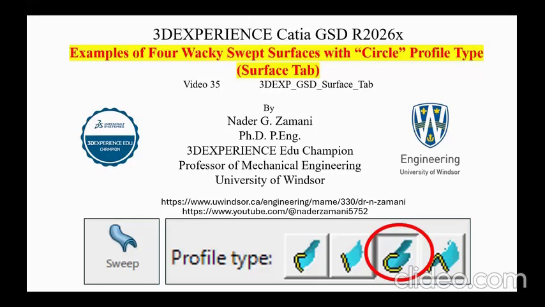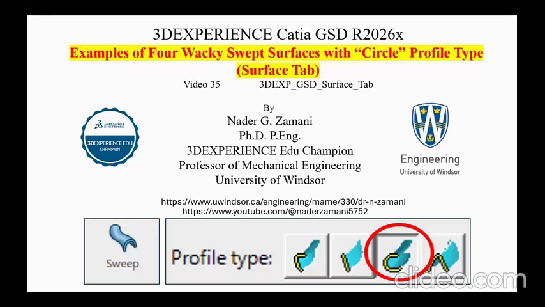Hello, folks. This is video number 35 for the playlist of 3D Experience CATIA Generative Shape Design application. In videos 33 and 34, I went through the sweep icon using the circle profile type, and we looked at all the 7 cases that can arise.